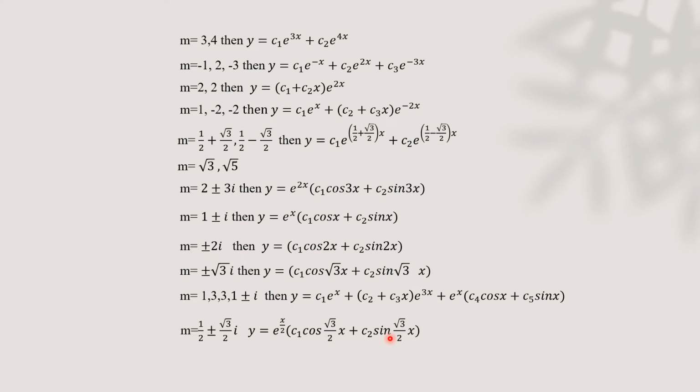Now we shall solve some problems on homogeneous differential equations. Let us consider problem number 1. The given problem is: solve d square y by dx square minus dy by dx minus 6y equal to 0. The problem is of the form f of D on y equal to 0. That's why it is called a homogeneous differential equation.